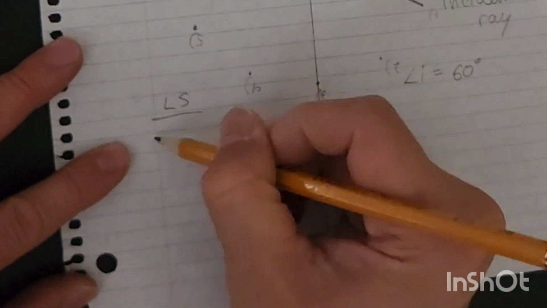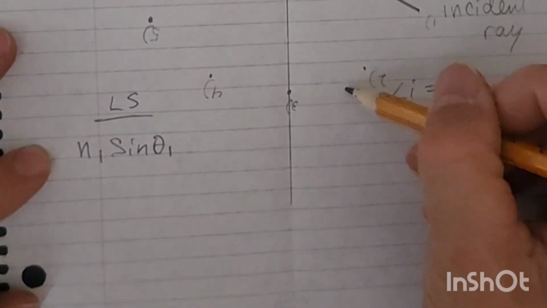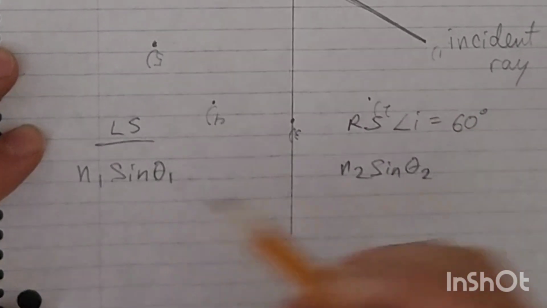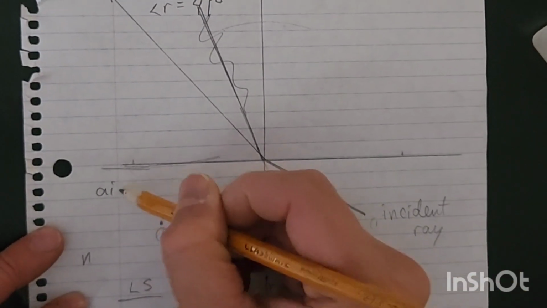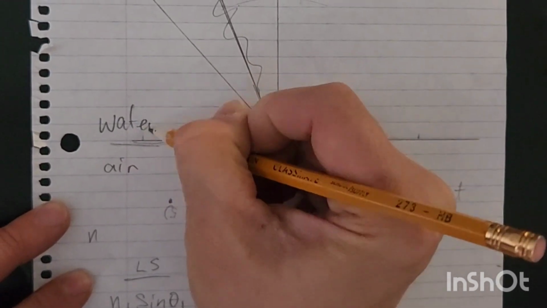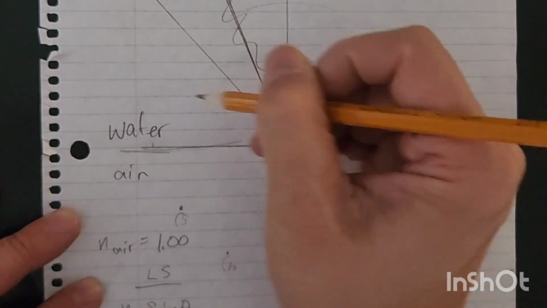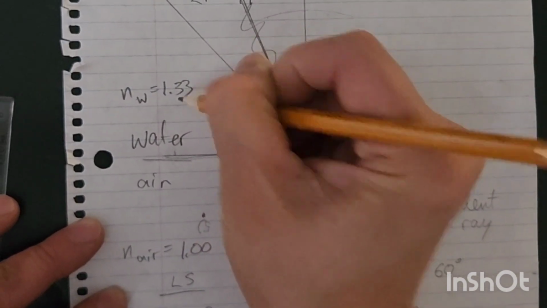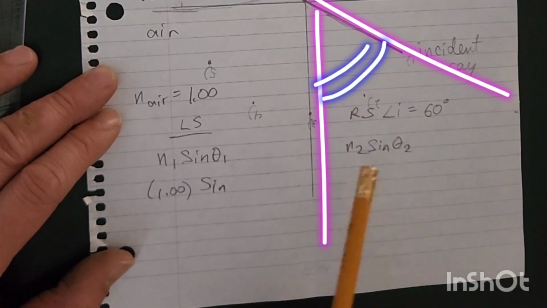So from here, I say left side is n1 sine theta 1, and that's my incident side. And my right side, I have n2 sine theta 2. So n1 is air. So this was air, and that's water. The index of refraction for air is 1.00, and the index of refraction of water is 1.33. And so I put 1.00 here, and then sine, that angle was a 60.